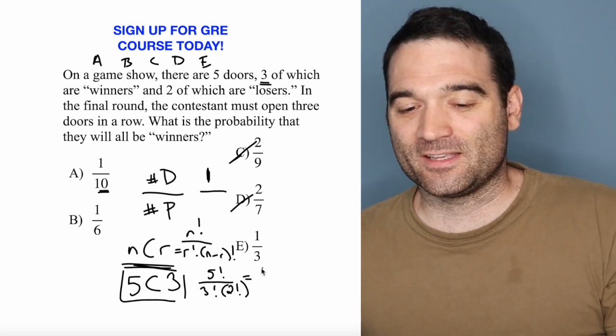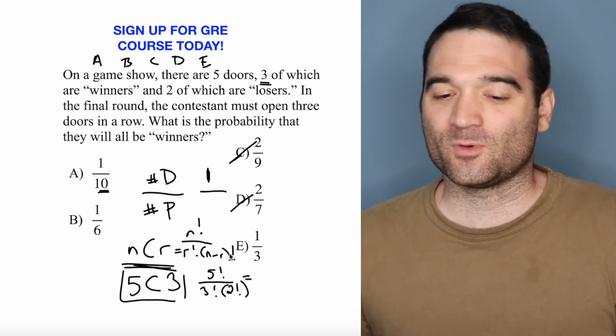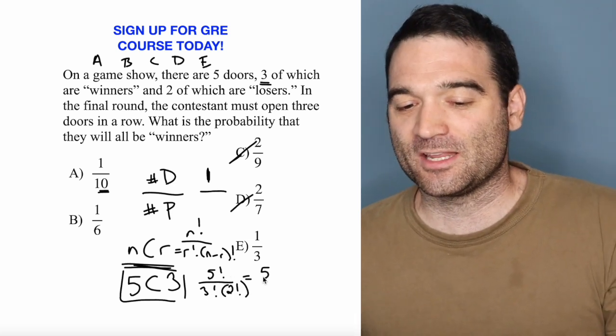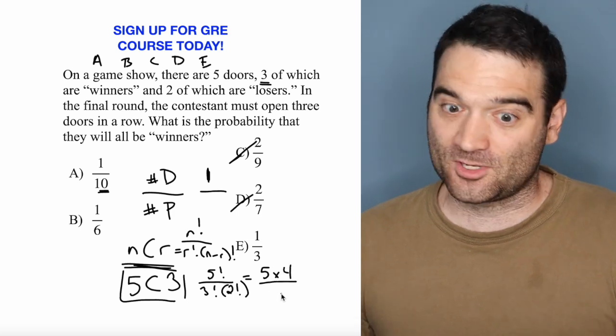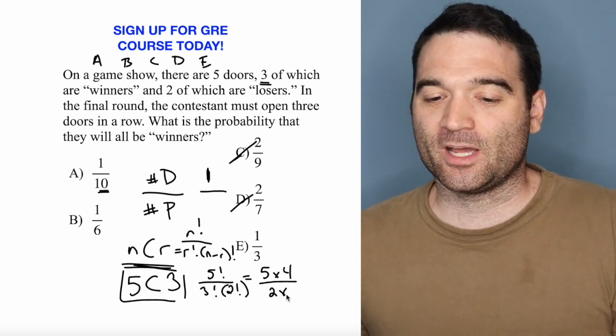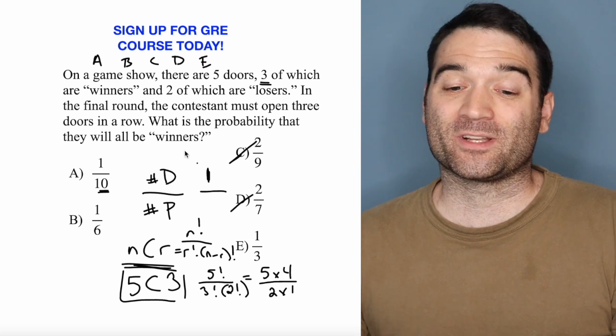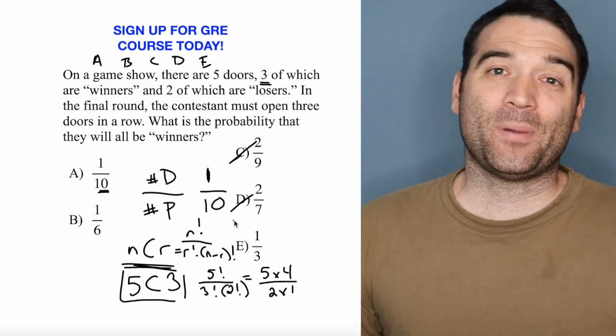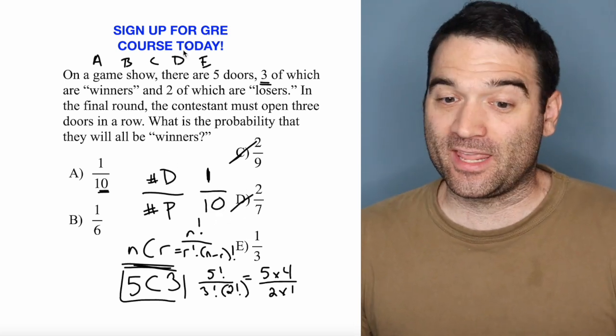And I can simplify this by canceling out the 3 times 2 times 1 on the top and bottom. So what I get is 5 times 4 on the top. I know I'm talking really fast here. Over 2 times 1, and that's 20 over 2, or 10. So there are 10 possible outcomes that we could get with these 5 doors.